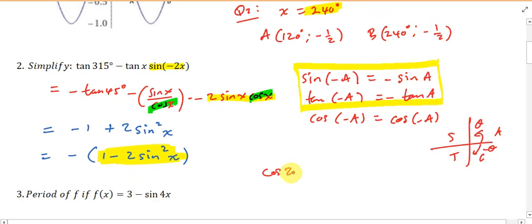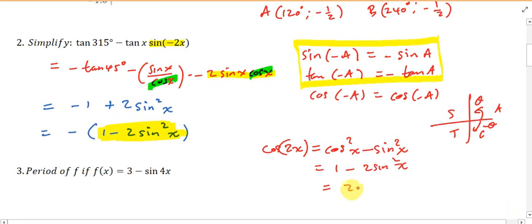So if you write down cos 2x, remember cos 2x is basically equal to cos squared x minus sine squared x, 1 minus 2 sine squared x, and one more, which is 2 cos squared x minus 1. These are the three expansions for cos double angle. So what is this 1 minus 2 sine squared x? That is just negative cos 2x, right?